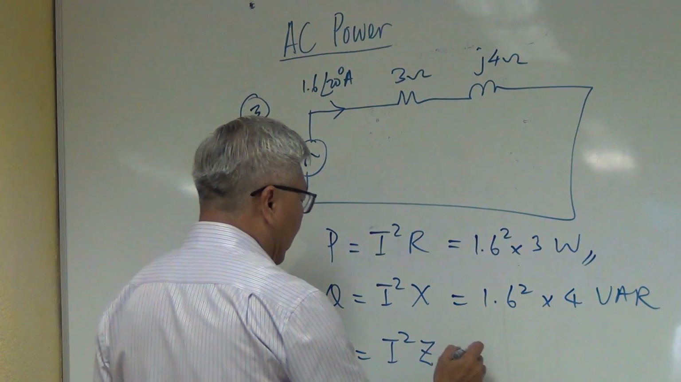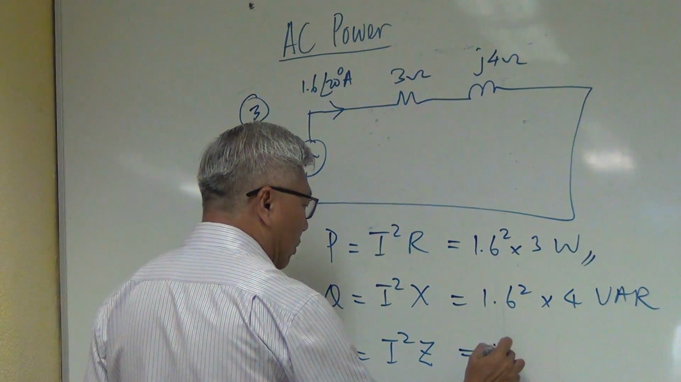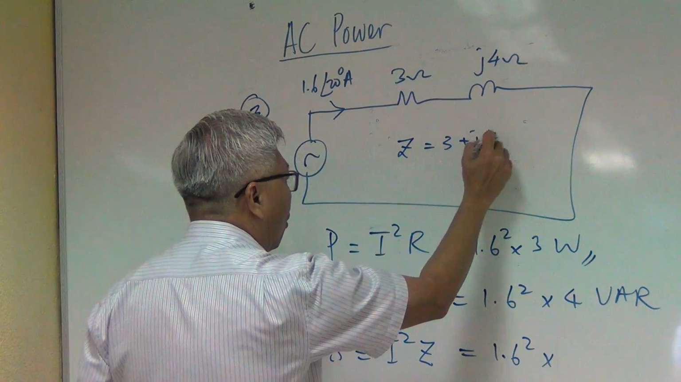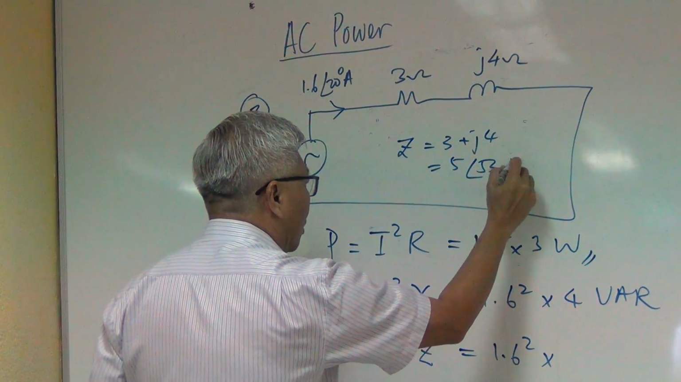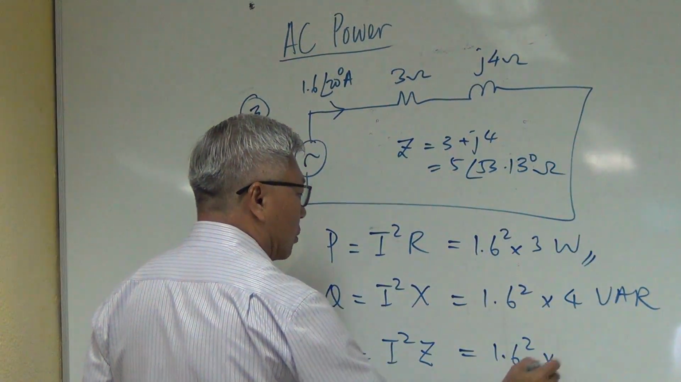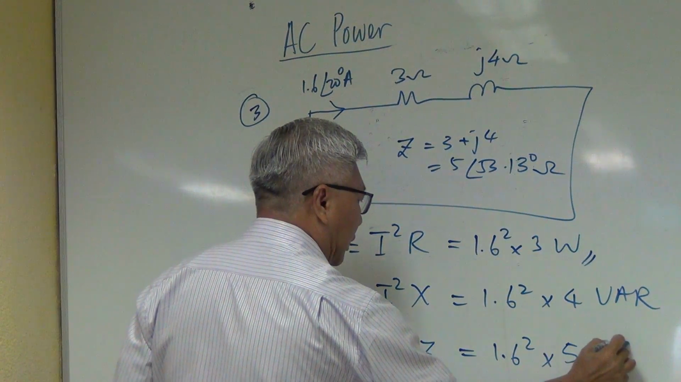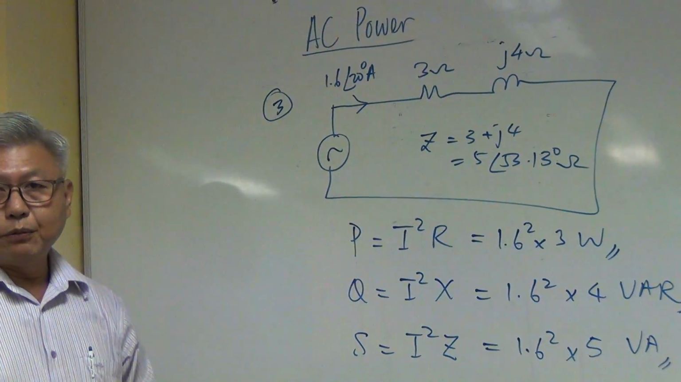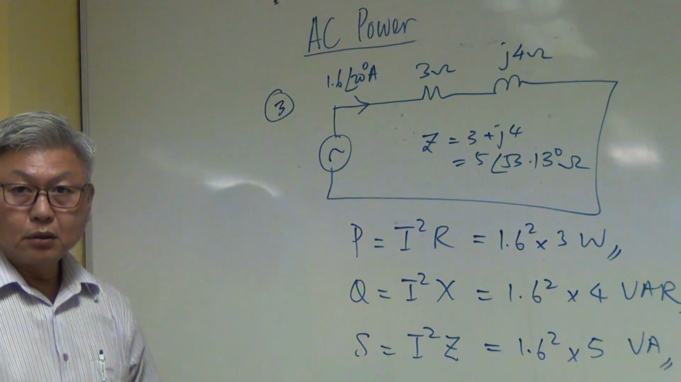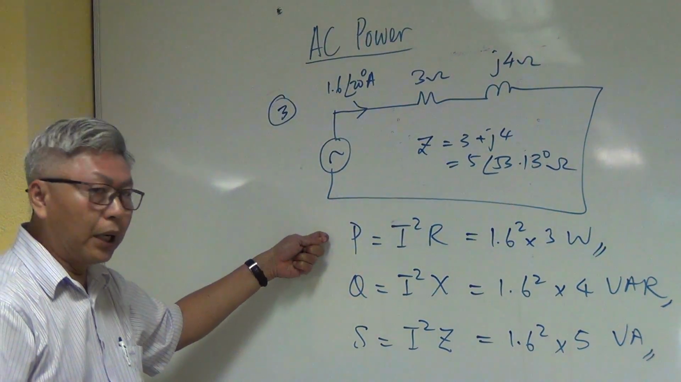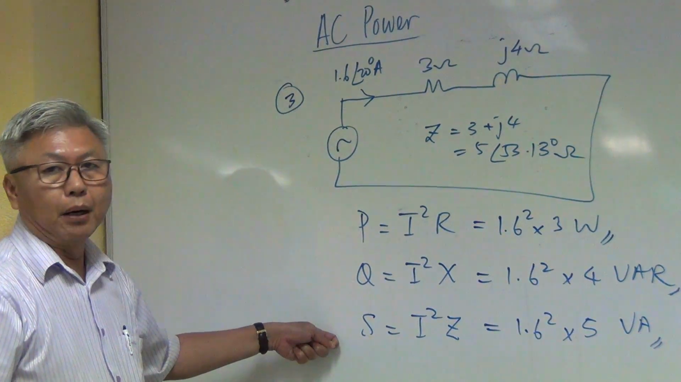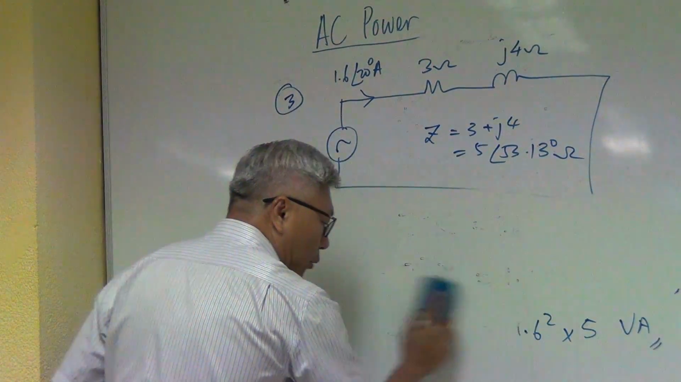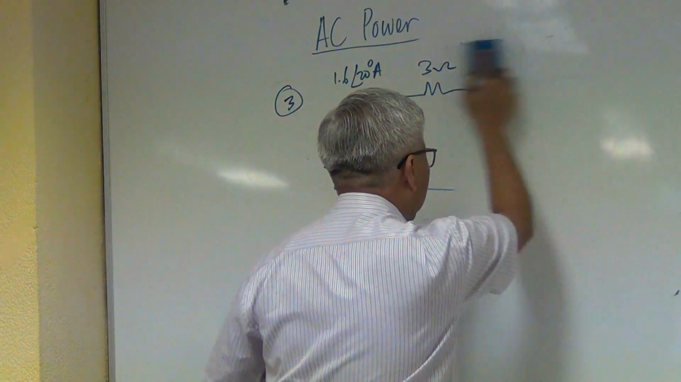And in terms of the apparent power, it is I square Z, so it's 1.6 square. And what's the impedance? Impedance 3 plus J4, which is 5∠53.13 degree. Right? So it's 5 VA. Get it? So the power formula that you have learned before, P equal to I square R, can be used. Okay? True power, reactive power, apparent power. Likewise, you can also use V square over R formula if the circuit is parallel.